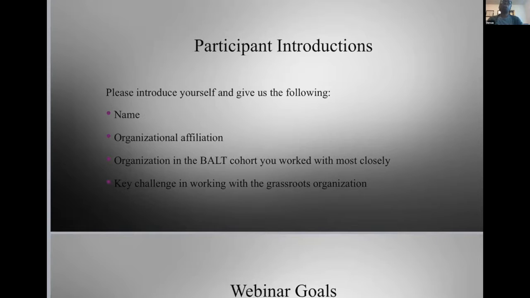And so if you all could just introduce yourselves really quickly with your name, organizational affiliation, the organization in BALT that you have provided the most support for, and again, briefly, the key challenge with working with grassroots organizations in this context or in general. So I'm just going to read off the screen as I see it so that we can move fast. Deb, I'm starting with you.